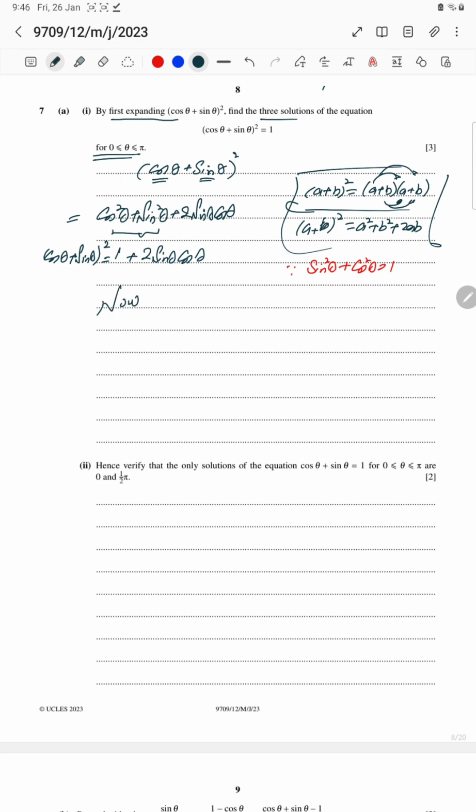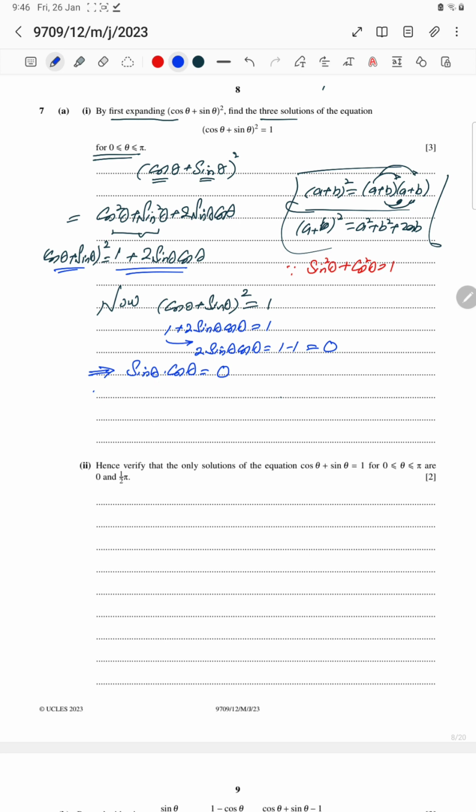Now we have to find the three solutions of the equation. (cos theta + sin theta) whole squared equals 1. We have already proved that this expands to 1 plus 2 sin theta cos theta equals 1. Shift the 1 to the other side: 2 sin theta cos theta is equal to 1 minus 1, which becomes 0. Dividing by 2, we have sin theta times cos theta equal to 0.